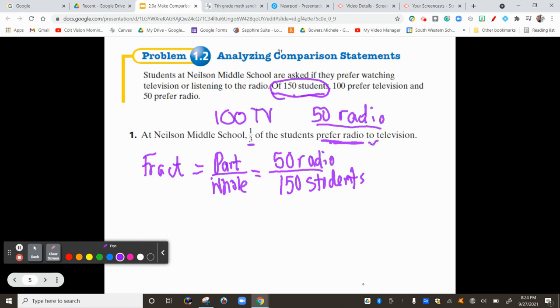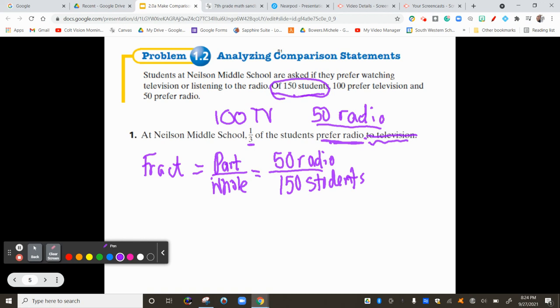Well, this is just like extra. That's just a clarifying statement. Really, we could have stopped the sentence right here and it wouldn't change anything. 1/3 of the students prefer radio. 1/3 of the students prefer radio to television. Well, yeah, those are the same sentences because they were only given two choices. So it doesn't change anything by just putting a period at the end of the sentence.